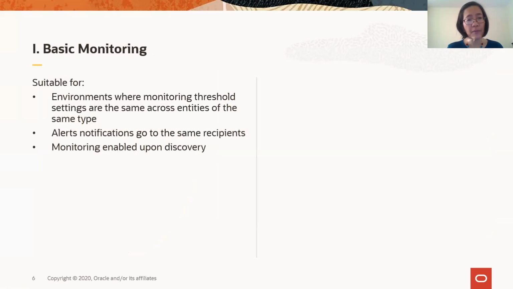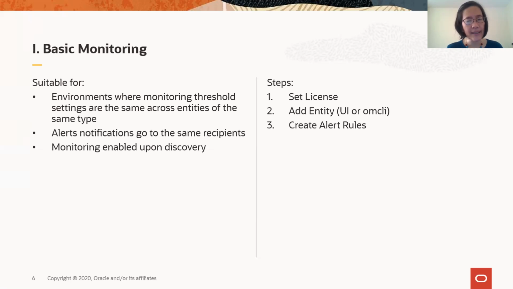Okay, so here, let's say you want to set it up in your test environment or a particular project. In here, your environment might be such that all entities of the same type have the same monitoring settings. For example, you might want to monitor the same set of metrics and use the same thresholds against all your host servers. The alert notifications go to the same recipients, perhaps over email, and you want monitoring to be enabled upon discovery. To set up this type of monitoring, there are 3 steps: setting up the license, adding the entities or discovering them in OMC, and then creating your alert rules.